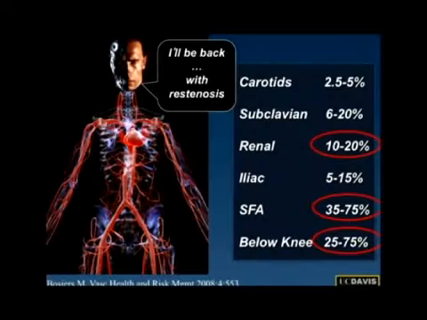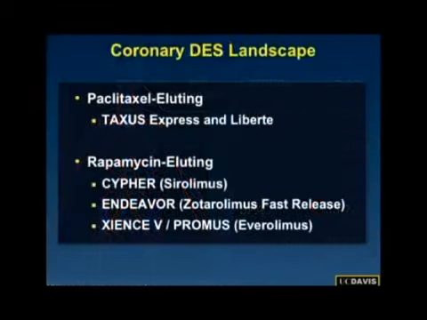An attractive solution. And the question is, what is the data and how do we look at this problem? Now, translating things from the coronary to the peripheral circulation is not trivial. Peripheral vessels are not the coronary arteries. Having said that, a lot of our understanding comes from the coronary arteries. These are the currently FDA-approved stents in the United States. We have paclitaxel-eluting stents, and we have rapamycin.